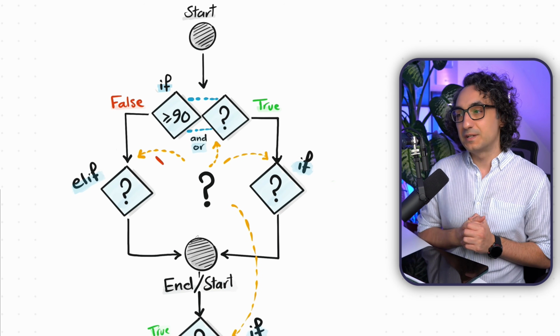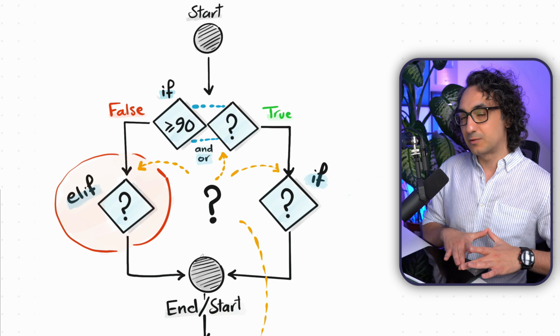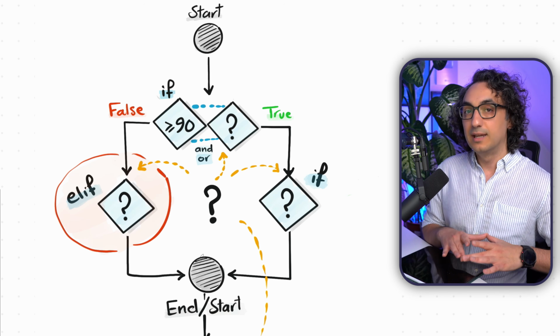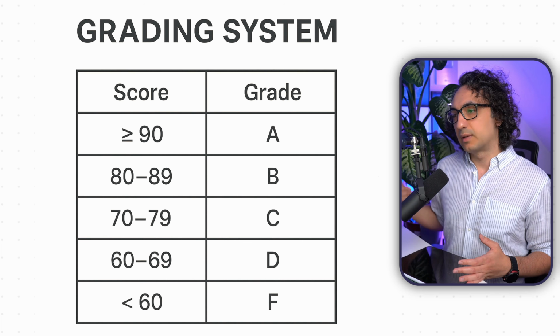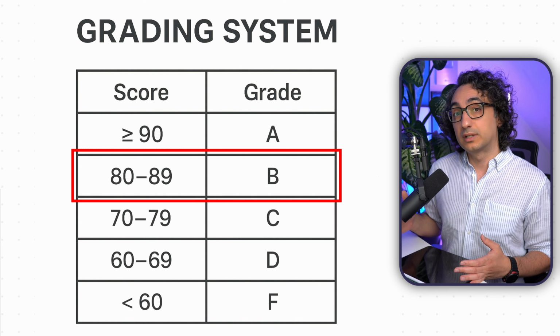So now let's start with the first one. We're going to put our question on the left side. So after we get false from the first question, we're going to ask the follow-up question using the else if. Now let's say that we're going to add another check where we are asking, is the score of the student equal or greater than 80?